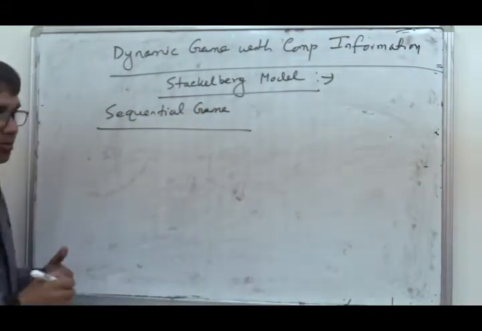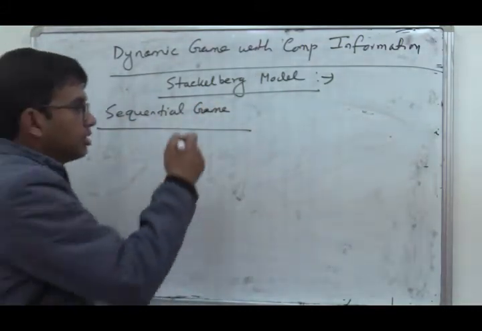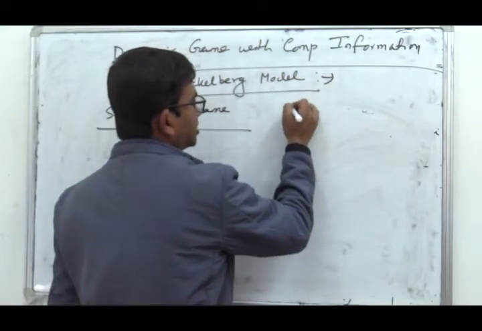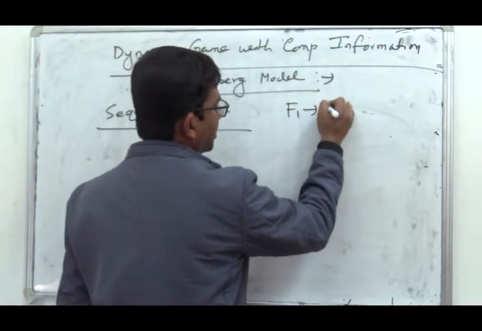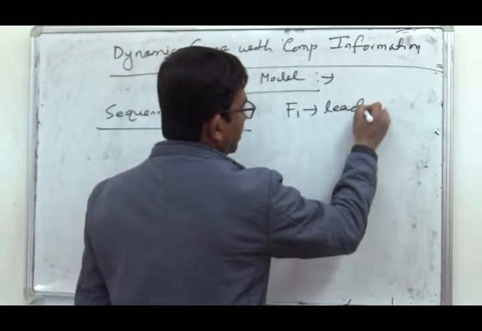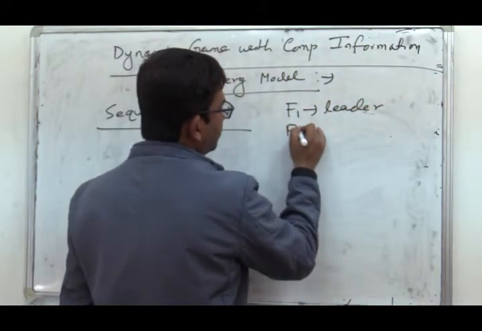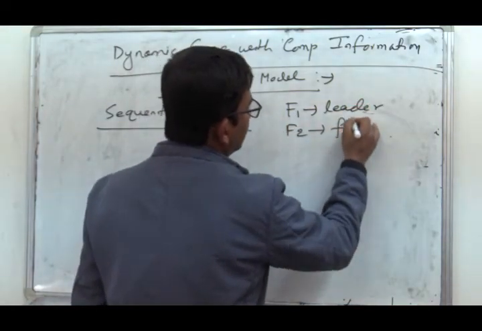This model is a model of leadership. So in the Stackelberg model we will consider there are two firms. Firm 1 is the leader and firm 2 is the follower.